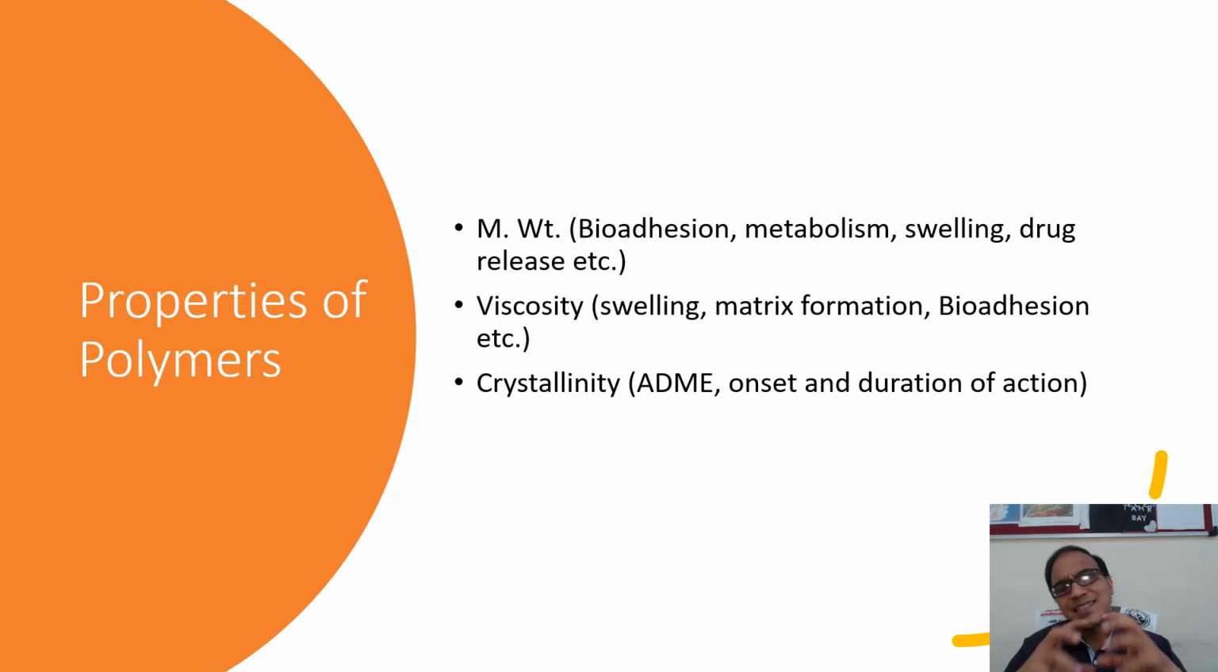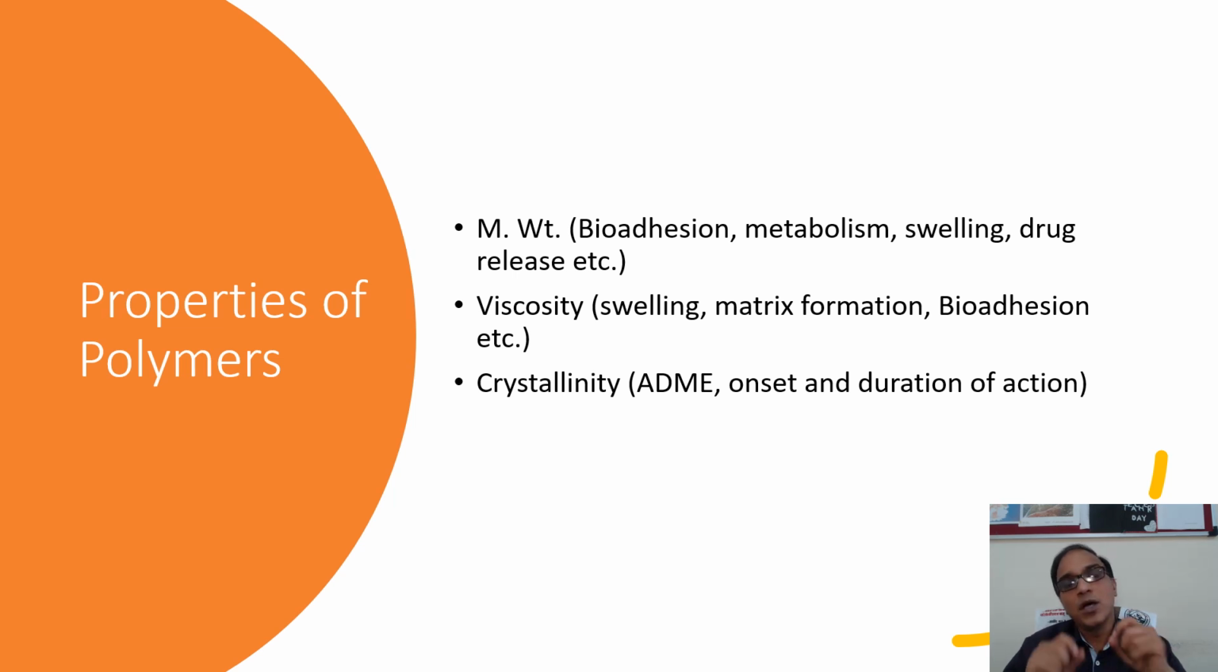Now let's discuss properties of polymers. When we are aiming for delivering a particular drug in a particular novel delivery system, what we need? We need a polymer. And what should be there in polymer? We should study what kind of properties a polymer should have. What you will have to check. Ideal properties we will check later. This time we are discussing that first thing to check is molecular weight.